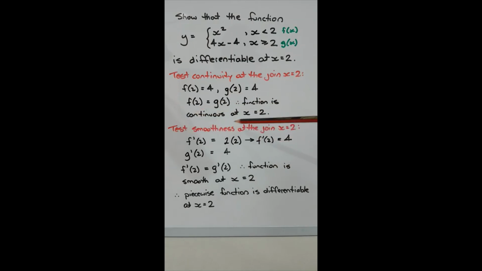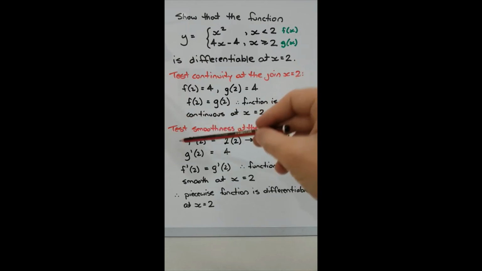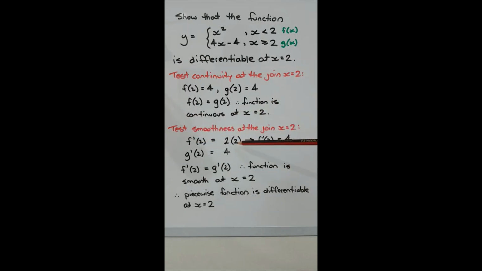Next, we test for smoothness at the join x equals 2. We differentiate f of x and g of x and show that the gradient of the tangent of f of x and g of x are equal. Now, f dash of 2 is equal to 2 times 2, therefore f dash of 2 is equal to 4, and g dash of 2 is equal to 4. Now, f dash of 2 is equal to g dash of 2, therefore the function is smooth at x equals 2, and therefore the piecewise function is differentiable at x equals 2.